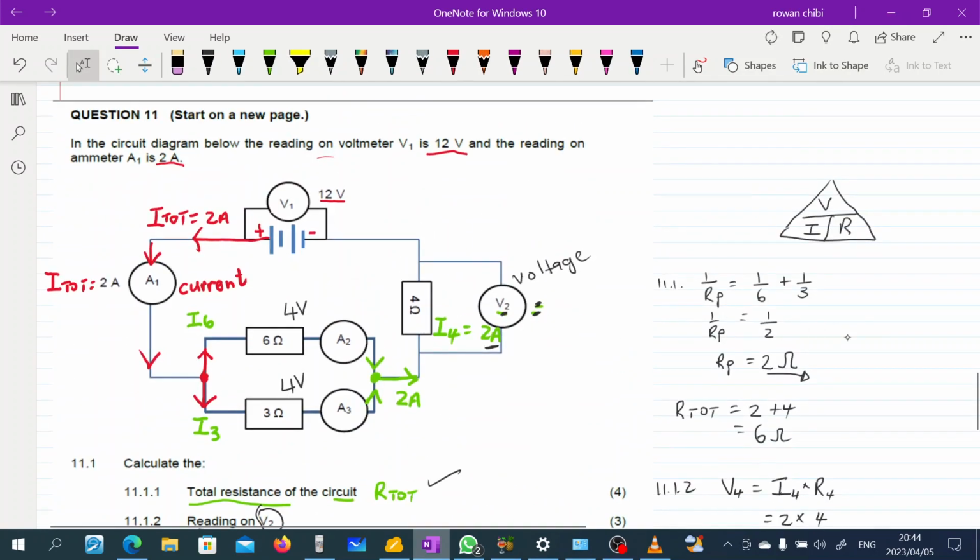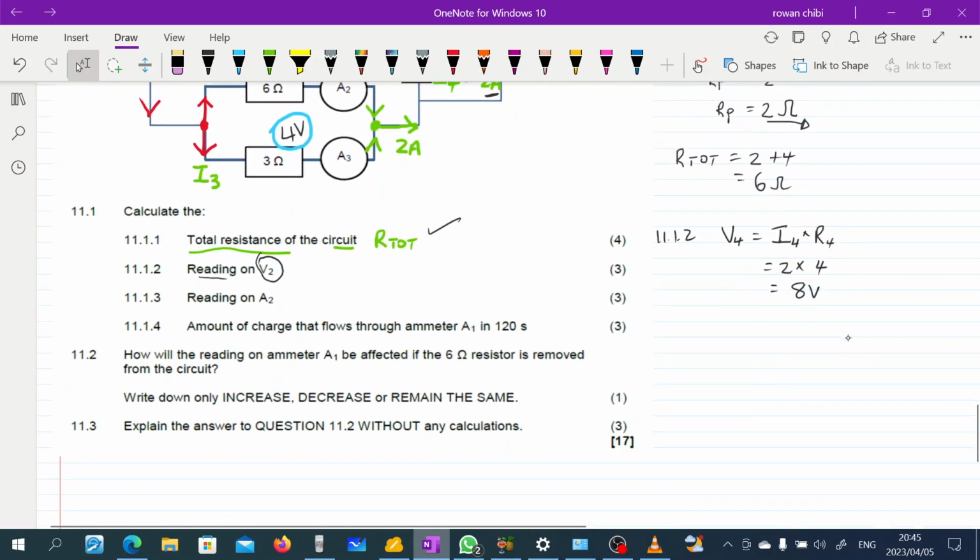And we know this one took how much? 8 volts. So I want you to remember that this one is 4 volts, this one is also 4 volts, and the other one is taking 8 volts. 8 plus 4 is 12. So let's check the following question now. That information will help us to get the following question.